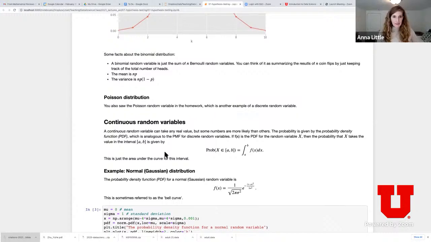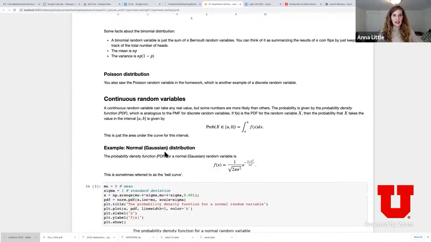Okay, so now let's recap continuous random variables a little bit. Unlike discrete random variables, for a continuous random variable, the probability of taking on any single specific value is always 0. So it doesn't make sense to talk about the probability that a continuous random variable equals 2 or 5. It only makes sense to talk about the probability of it being in a range of values.